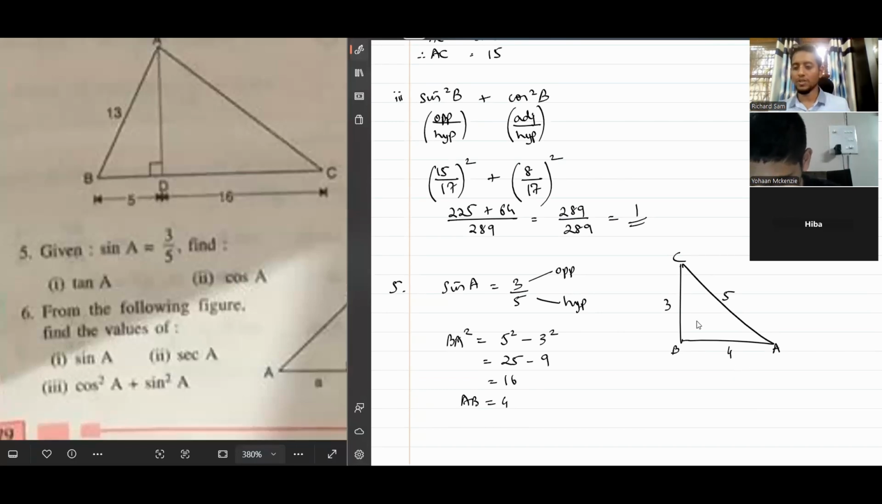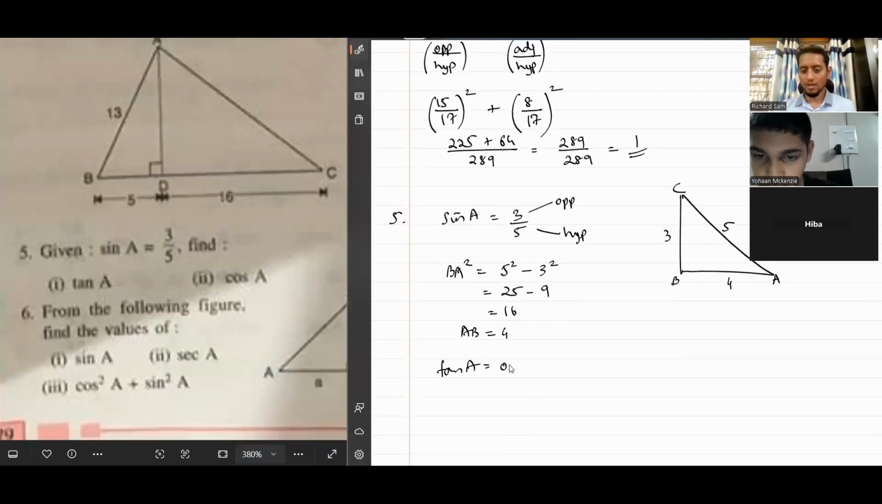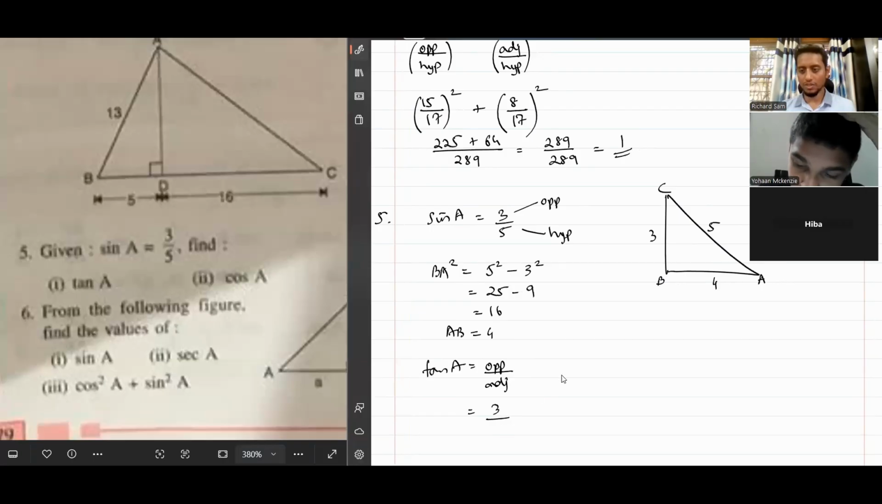Okay. Now, once you have all the 3 sides, you can find anything that's asked. See, they have asked to find tan A. Right. So, what is tan A? Opposite upon adjacent. What is opposite to A? 3. So 3 upon adjacent is 4. That's the answer. So like that, do you understand how to solve these type?